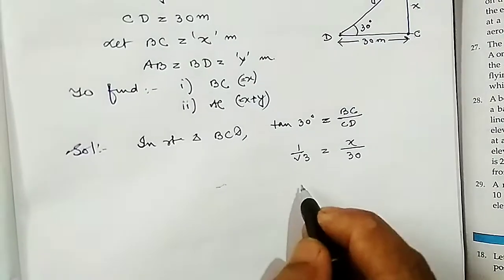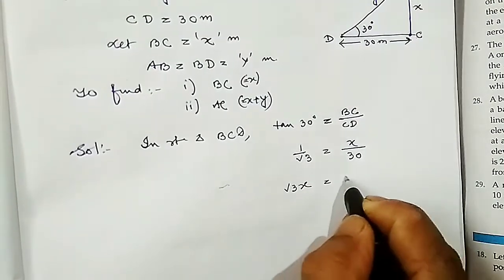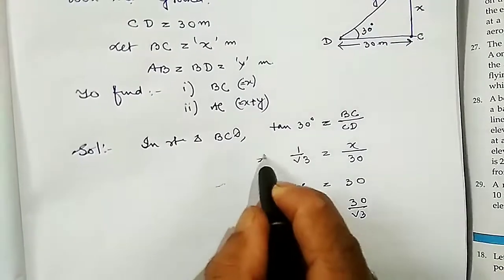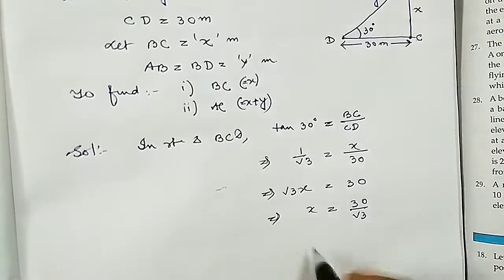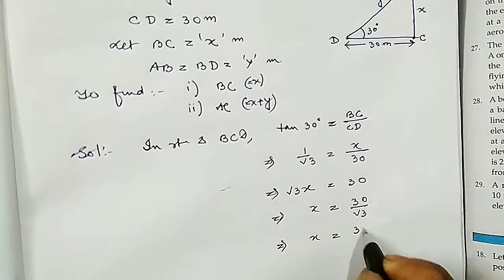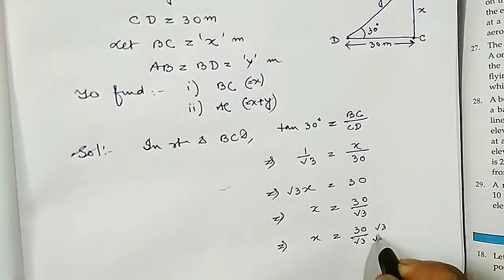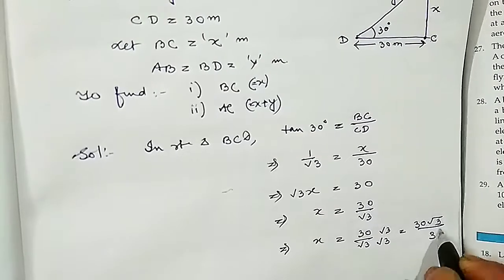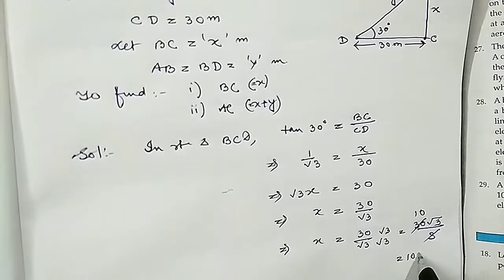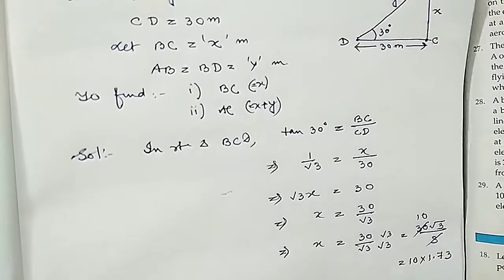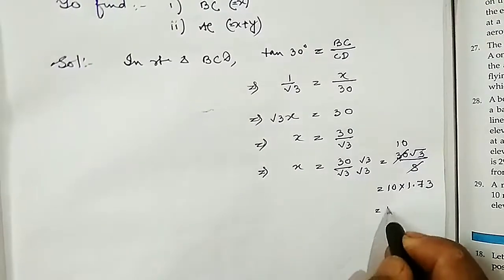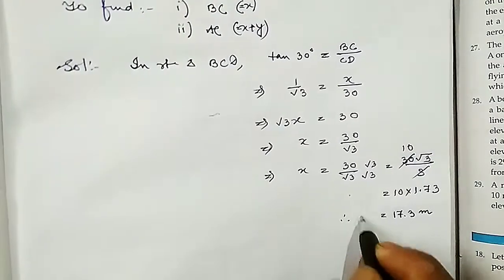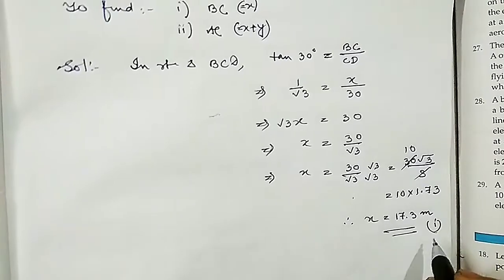So if I cross multiply, I'm going to get root 3 x equals 30. Therefore, x equals 30 divided by root 3. Now, since root 3 is in the denominator, we have to rationalize. You multiply by root 3, so it will be 30 root 3 over 3, and 30 divided by 3 is 10, so it will be 10 into root 3. And root 3's value is given as 1.73. Therefore, this one is 17.3 meter. So x equals 17.3 meter. Let it be equation number 1.